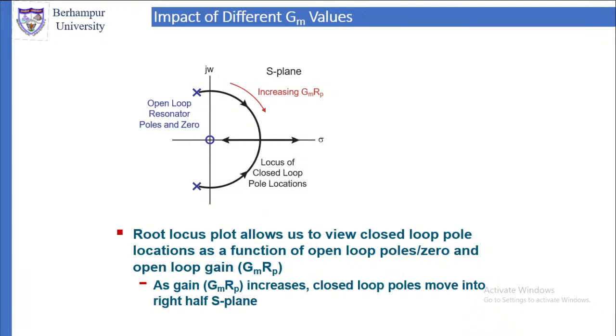Gm into Rp is less than 1, Gm into Rp is greater than 1, and Gm into Rp is equal to 1. These three conditions we will consider. To consider these three conditions, we will draw the root locus plot. If we draw the root locus plot, that will give us the view of a closed loop pole location as a function of open loop pole 0 and open loop gain Gm into Rp.